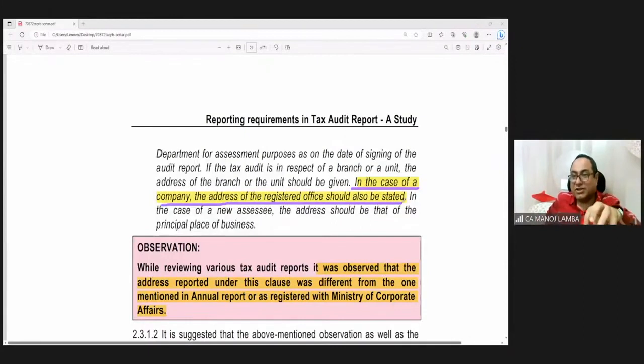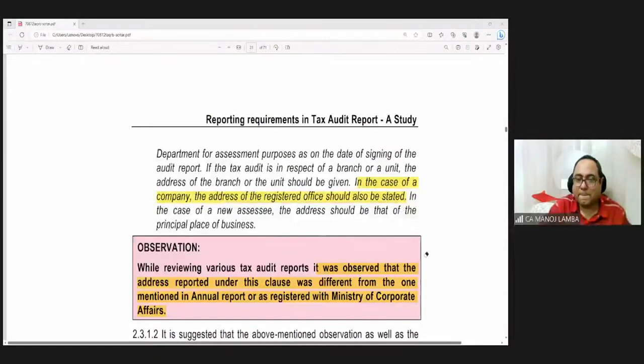What is the observation of the Taxation Audit Quality Review Board? They are saying that in many review reports, they have found two different addresses. The address mentioned in the annual report or registered with the Ministry of Corporate Affairs in MCA data, and the address mentioned in Form 3CD are different. That is not permissible. From the point of view of improving the quality of the tax audit report, it must be the same. Or if it is a corporate assessee and the place of business address is different, both should be mentioned. Getting my point?